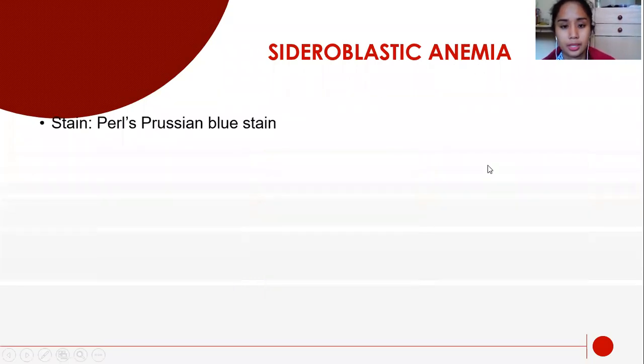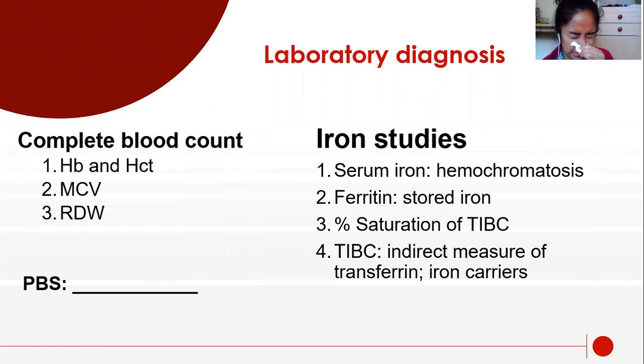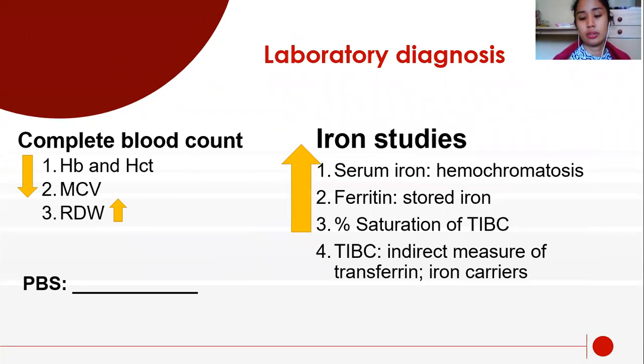And next, I forgot: Pappenheimer bodies, ring sideroblast. So, laboratory diagnosis: hemoglobin, hematocrit, MCV are expected to decrease, RDW increased. PBS, of course, microcytic, hypochromic. Serum iron, ferritin, and percent saturation of TIBC are all increased except TIBC. So, class, serum iron is increased, the same.